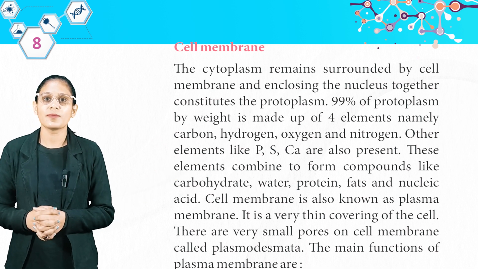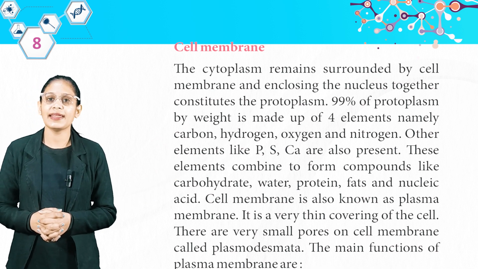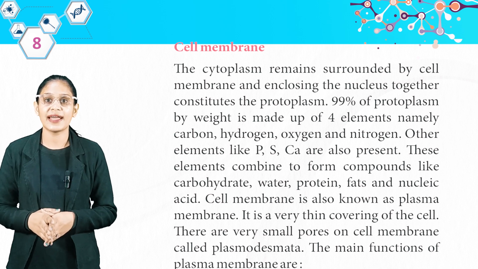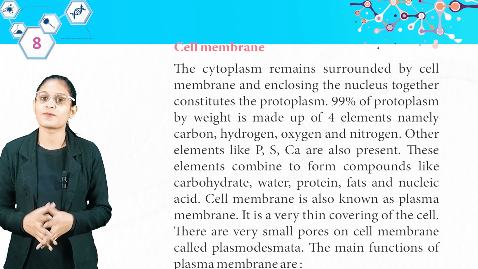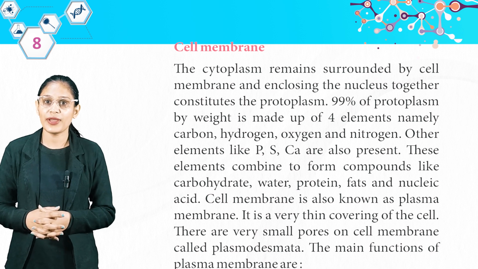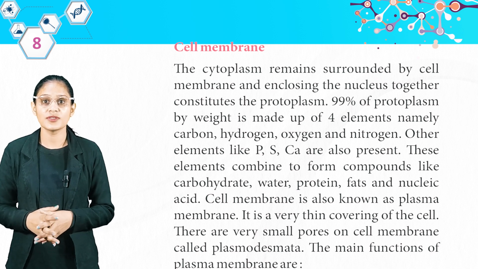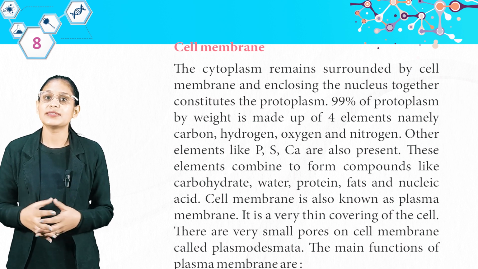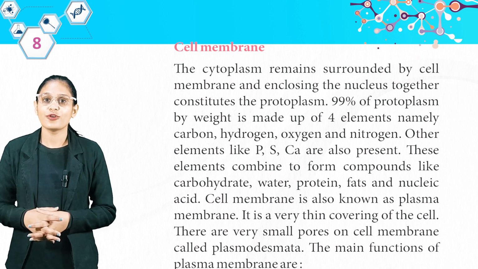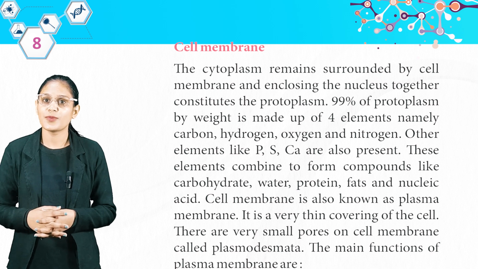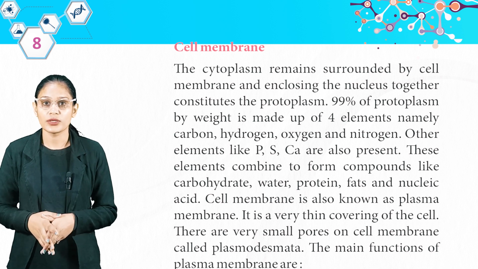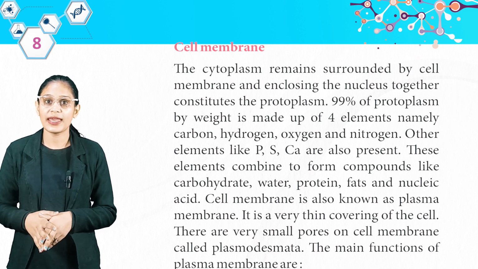The cytoplasm, surrounded by the cell membrane and enclosing the nucleus, together constitutes the protoplasm. 99% of protoplasm by weight is made up of four elements, namely carbon, hydrogen, oxygen and nitrogen. Other elements like phosphorus, sulfur and calcium are also present. These elements combine to form compounds like carbohydrates, water, proteins, fats and nucleic acids.